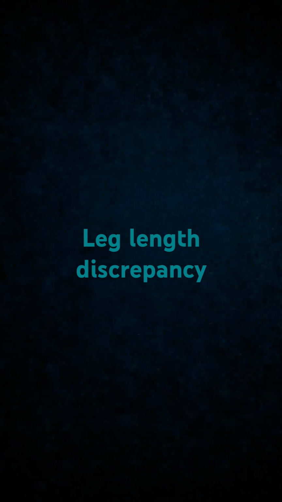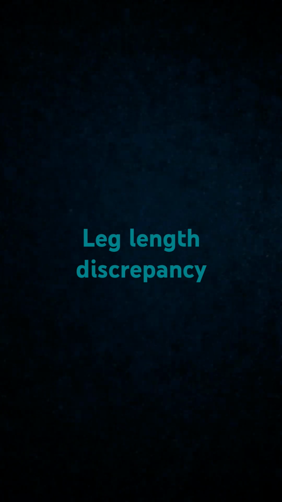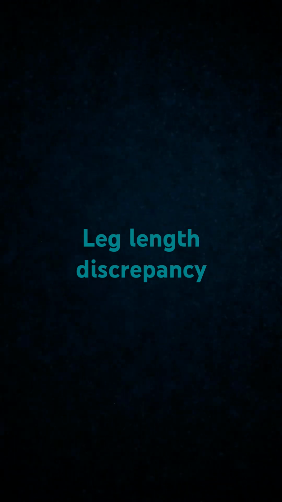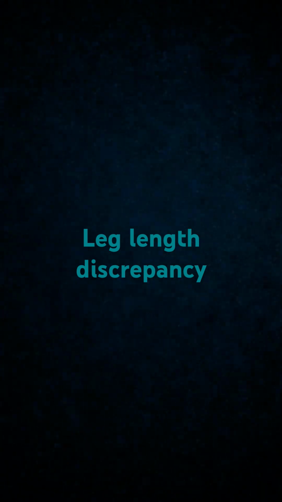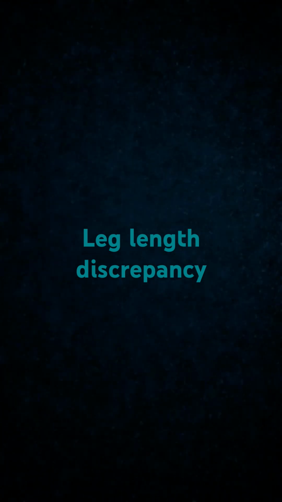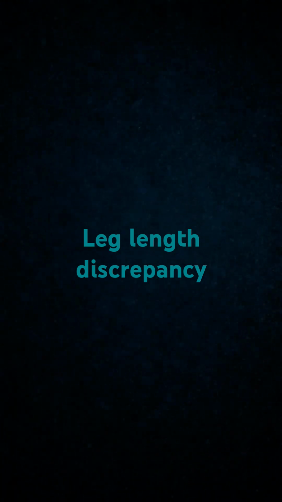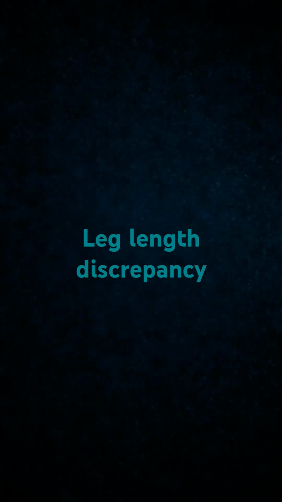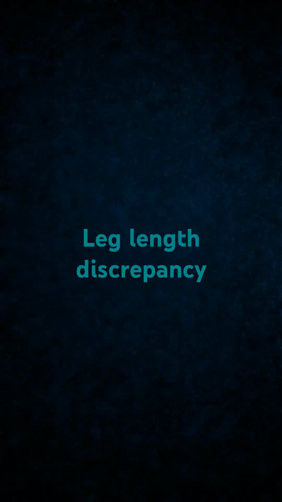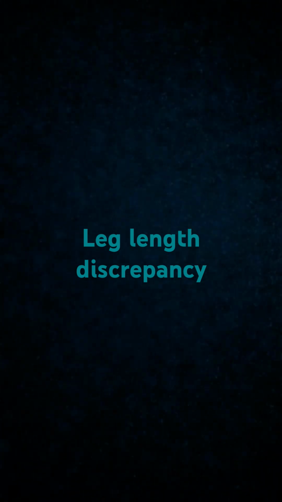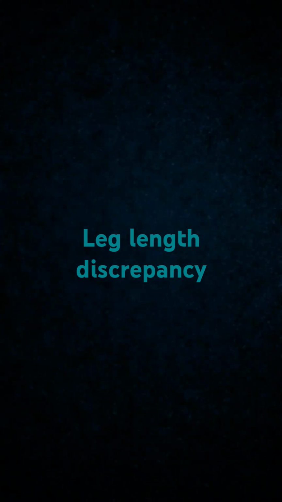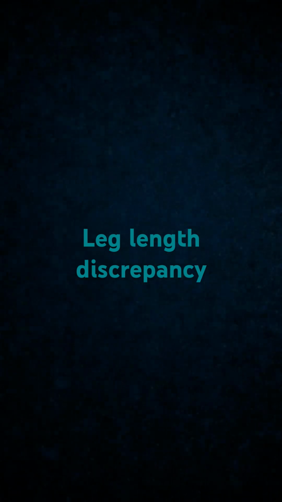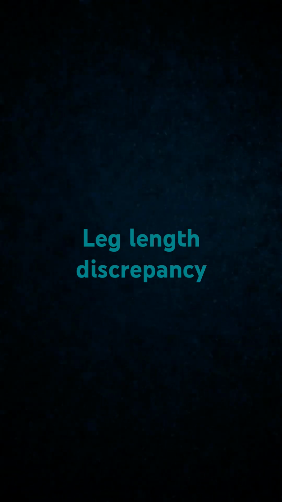In apparent shortening there is adduction contracture of the hip, plantar flexion of the foot on the affected side, and flexion of the knee on the other side. So in apparent shortening, adduction contracture of the hip, plantar flexion of the foot on the affected side, and flexion of the knee on the other side.